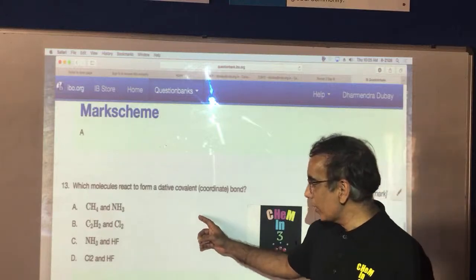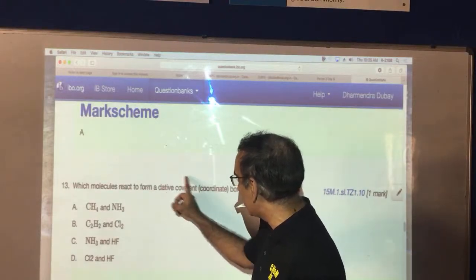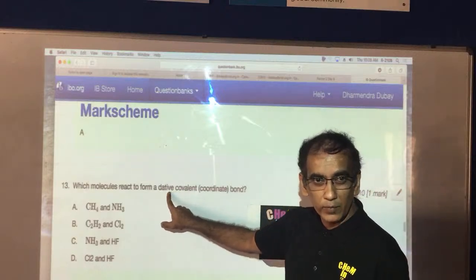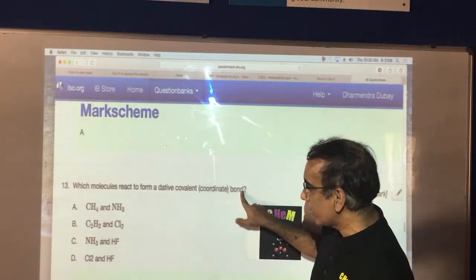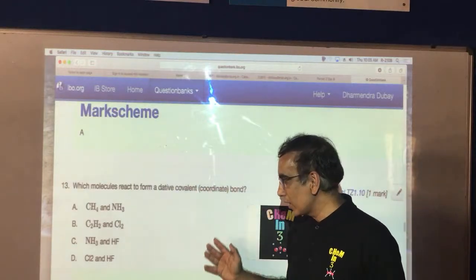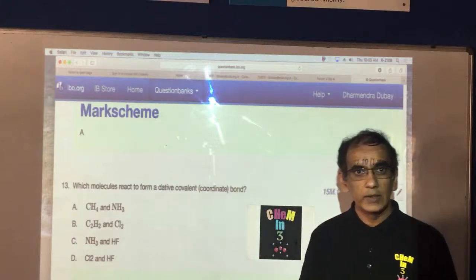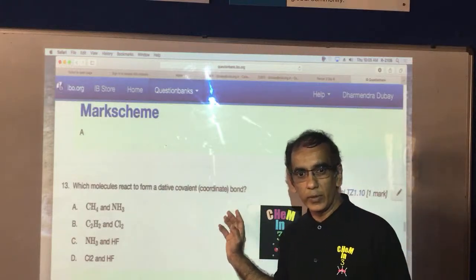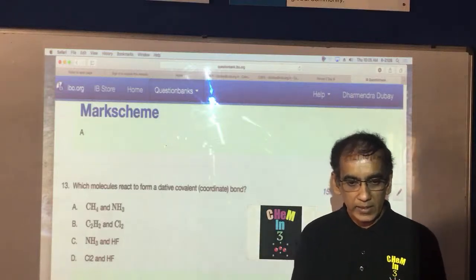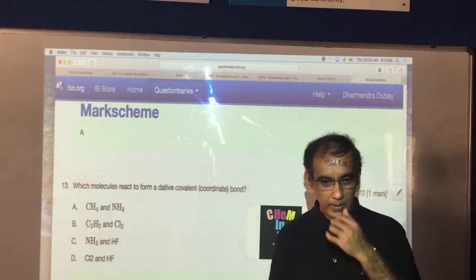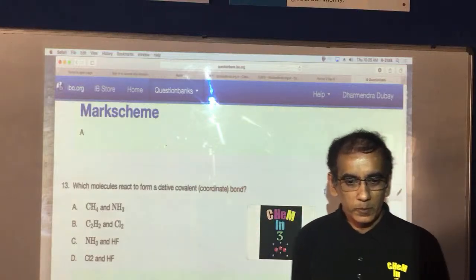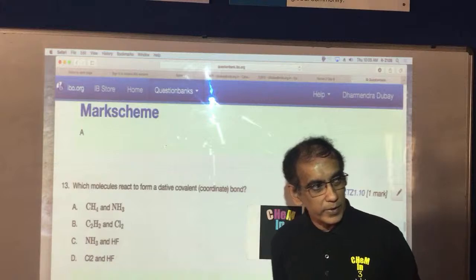So let's talk about this question. Which molecules react to form a dative covalent bond, which in older exams would have been referred to as a dative covalent bond, but now we refer to it as a coordinate covalent bond. And this question actually links to a whole lot, not just for SL but also for HL. So I want to engage you guys in that discussion here on the chat. But first, let's try to figure out what the answer is. So let's get some people saying what the answer is on the chat, so I can then discuss what you're saying. Make sure you can see it. It's number 13 that we're looking at.